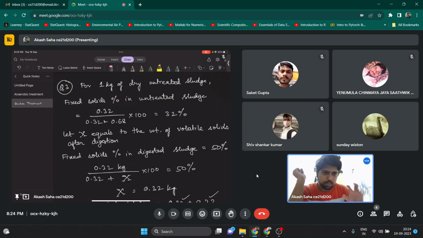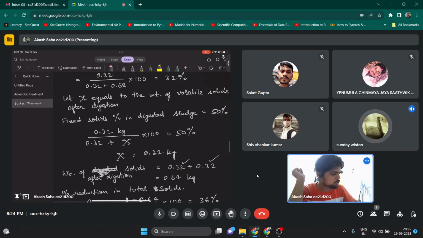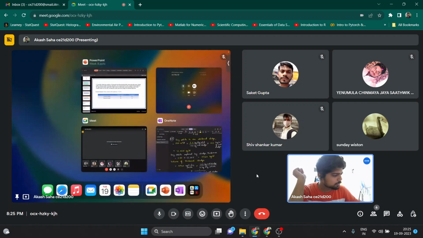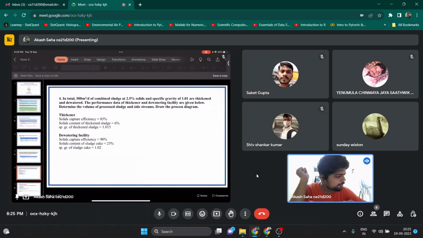Okay, the fourth question. Okay, I will tell you. In the fourth question, in the first line it is saying 2.5% of solids. So out of my total flow that is coming into the system, 2.5% is my solid. So how to write the percentage? 2.5 by 100. It means that out of 100 kg of sludge, 2.5 is my solid. So that's why I'm writing just 2.5 by 100.